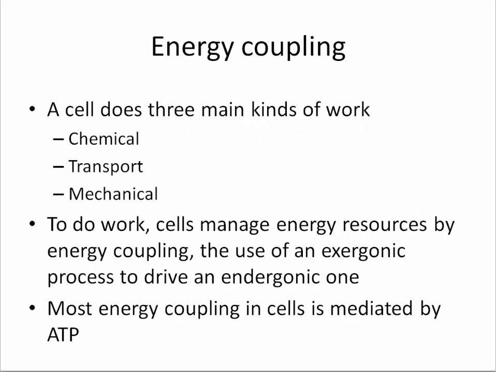A cell does 3 main kinds of work. It does either chemical work, or it transports stuff, or it does mechanical work. And to do work, cells need to manage energy resources by coupling the reactions. So they use an exergonic process to drive an endergonic process, which otherwise would never be able to happen. Most energy coupling in cells is mediated by ATP, the currency of life.